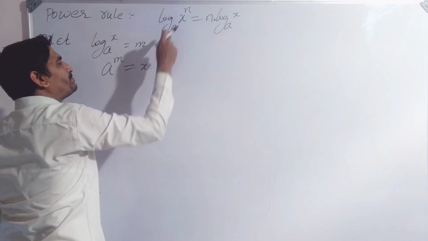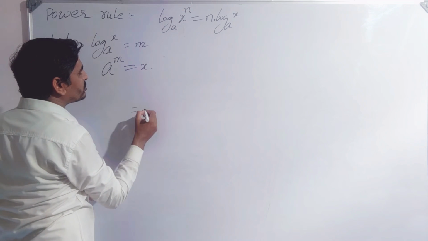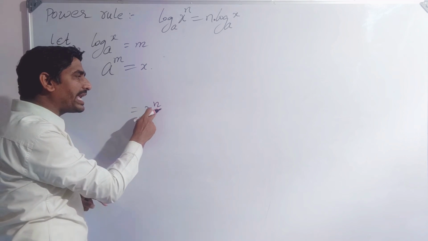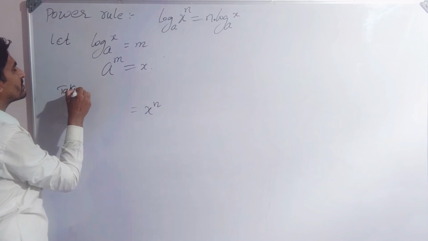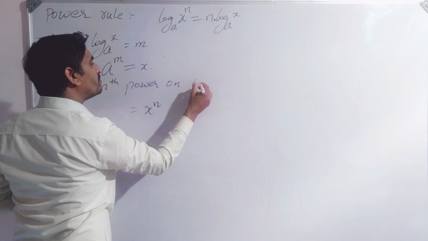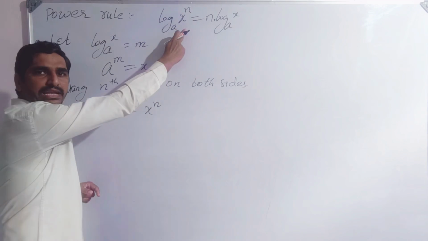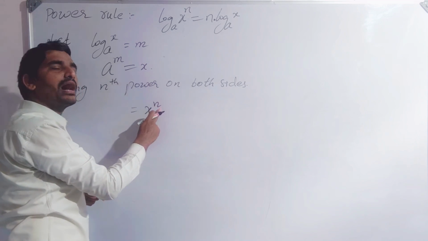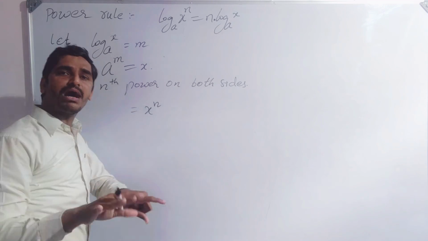Now x to the power n is required. X is there, but x to the power n is required. So how do we write x to the power n? To make x to the power n, taking the nth power on both sides. We need x to the power n, so taking power n on both sides. Not only one side; we have to apply the same operation on both sides.